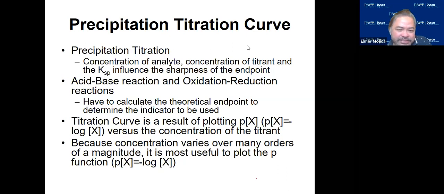So if you have this precipitation titration, you look at the concentration of the analyte, the concentration of the titrant, and the Ksp. They are the ones that will influence the sharpness of the endpoint. So in acid-base reactions and oxidation-reduction reactions, we have to calculate the theoretical endpoint to determine the indicator to be used. Here you can also do that, but you don't need an indicator because what happens here is the formation of precipitate.